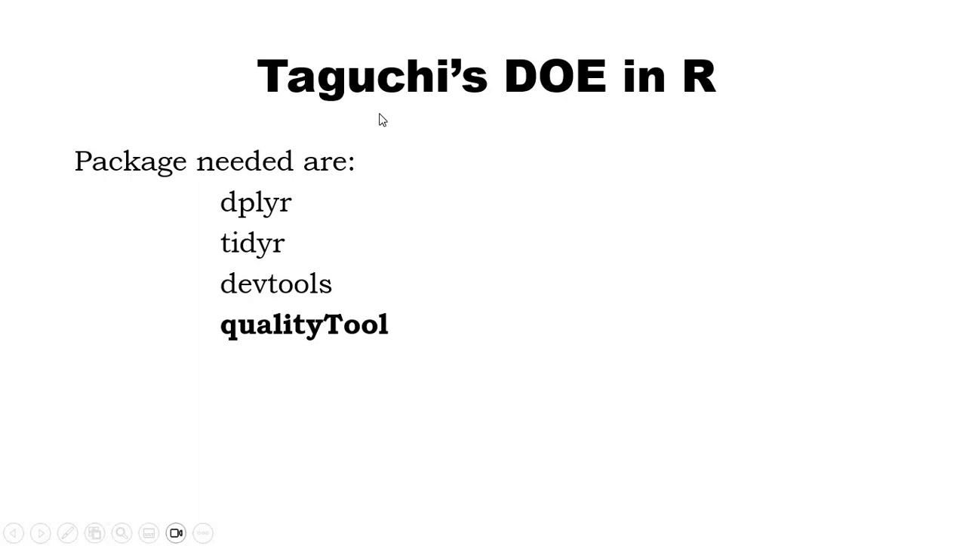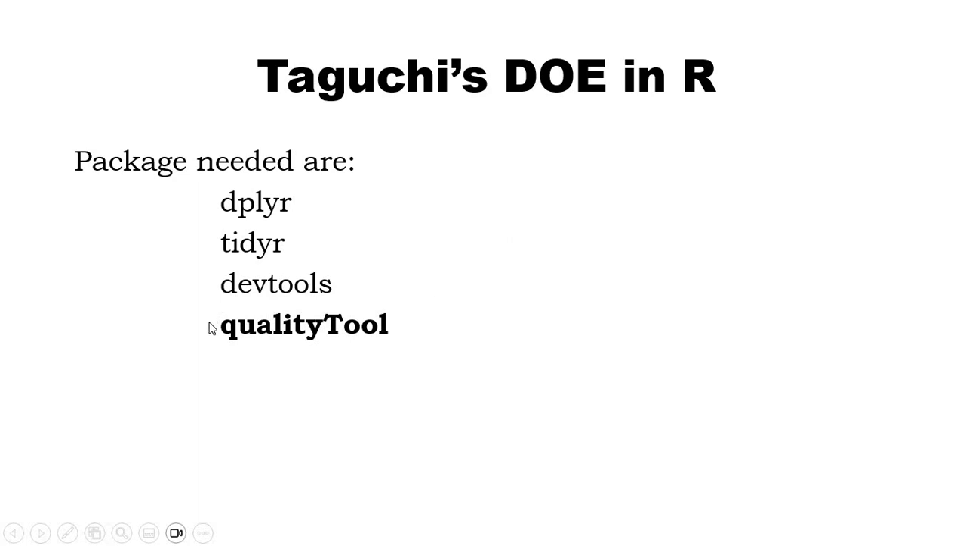So for Taguchi's design of experiment in R, you require these packages. The first one is the dplyr package. You need to install it in the R software, then tidyr, devtools, and qualityTools. qualityTools is the main package that carries out this Taguchi design of experiment.